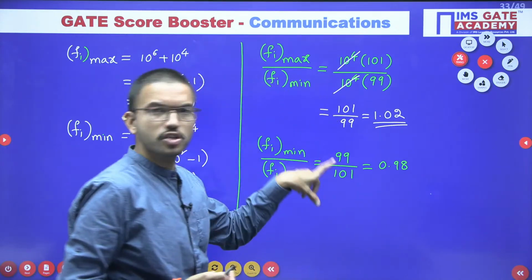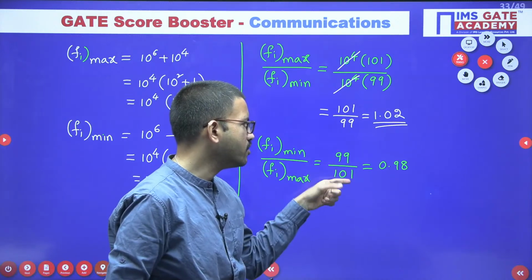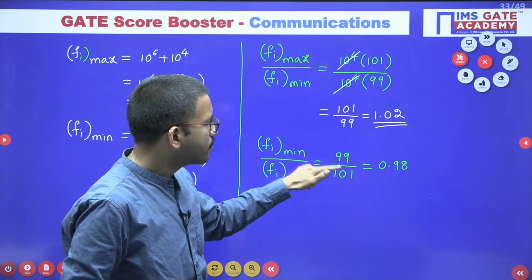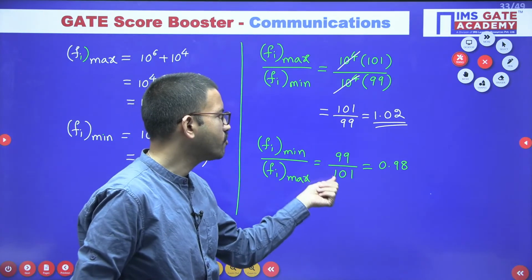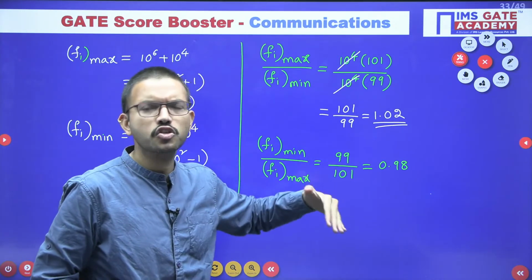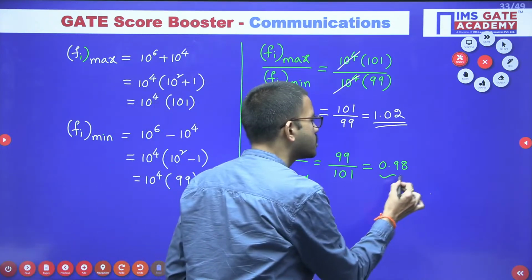See, 99, 101, almost closer. Okay, if suppose both are 100, or both are 99, or both are 101, you will get 1. But here they slightly differ. From 100, one value is less, and from 100, one value is greater. So whatever value you are getting is almost closer to 1, but it is not equal to 1. Okay, so from here you are getting a clue.